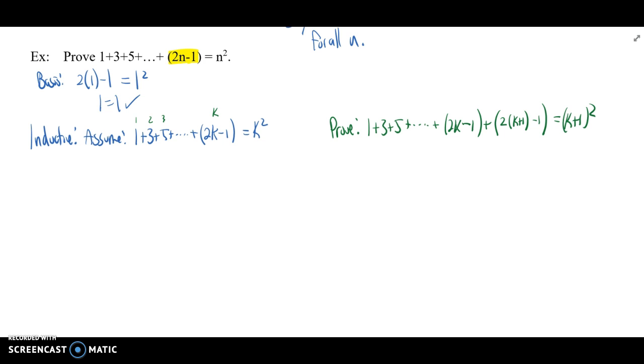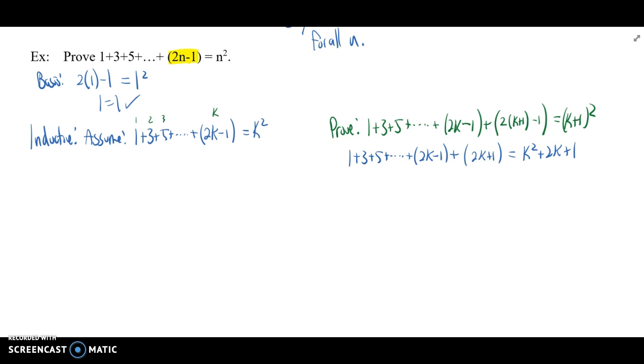Now, simplifying this right side just a little bit, we'll keep it as 1 plus 3 plus 5. I could write a bunch of those terms, although it isn't necessary. We get up to this 2k minus 1 plus, and if we multiply this out, that's 2k plus 2, distribute the 2k plus 2 minus 1, that makes it become 2k plus 1. And on the right-hand side, we're going to square out this k plus 1 squared. That's k squared plus 2k plus 1 once you square all that together.